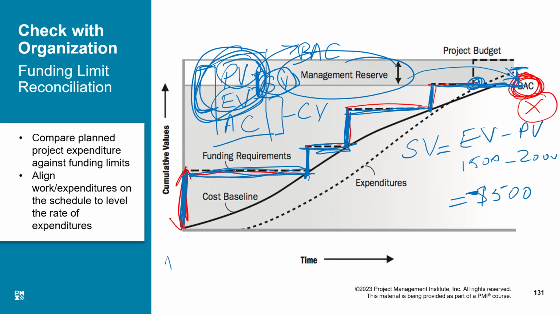Now, what about the cost variance? What should be the formula for cost variance? Naturally, the two terms involved here are earned value and actual cost. So, what is the formula for that?